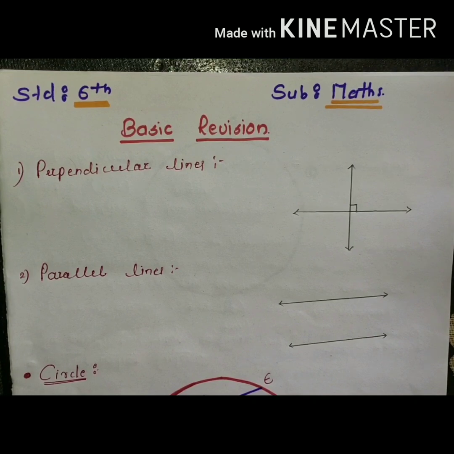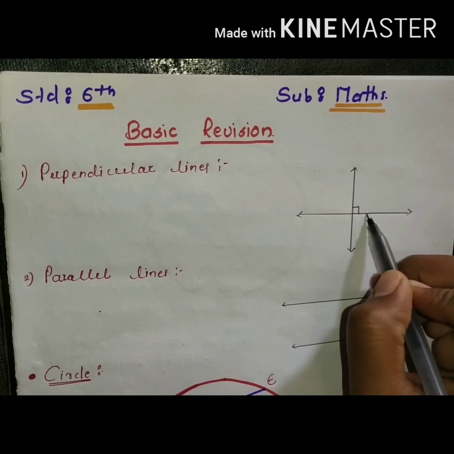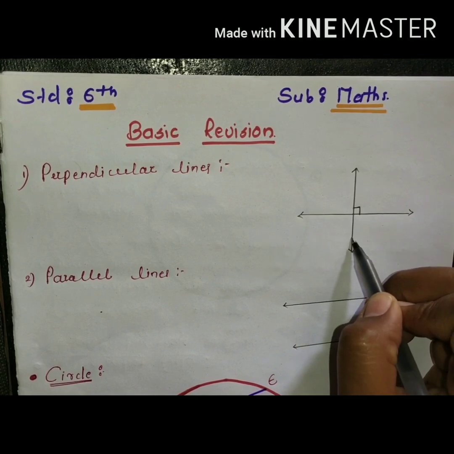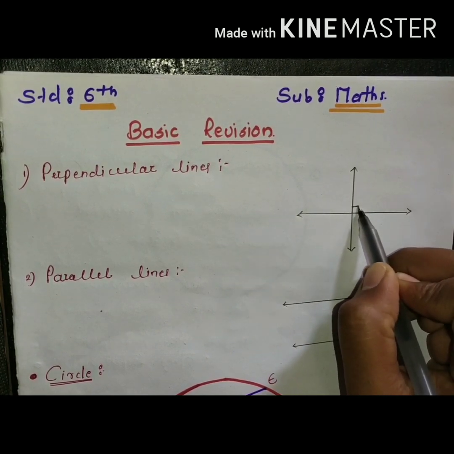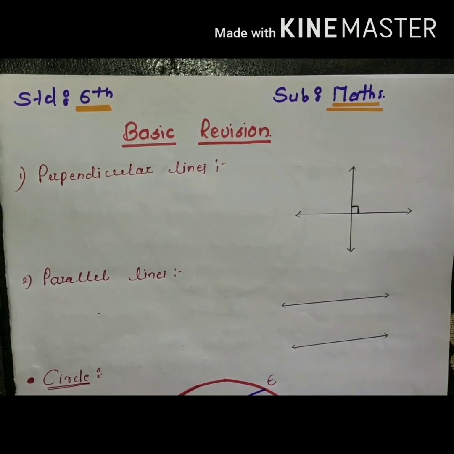Again, this is part 3 of the basic revision of 6th standard mathematics. In this video, we are going to learn other basic concepts like perpendicular lines, parallel lines, circle and arc of a circle. The first one is perpendicular lines. What is meant by perpendicular lines? If two lines are intersecting each other at 90 degrees, that is called perpendicular lines.